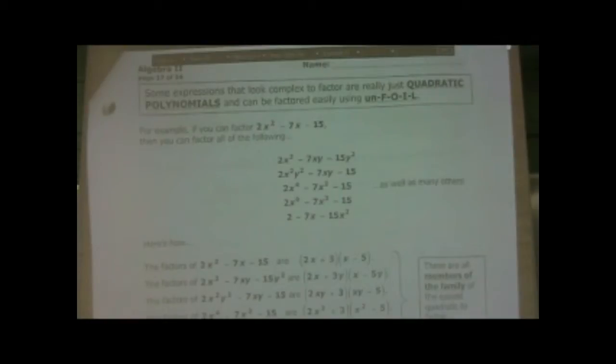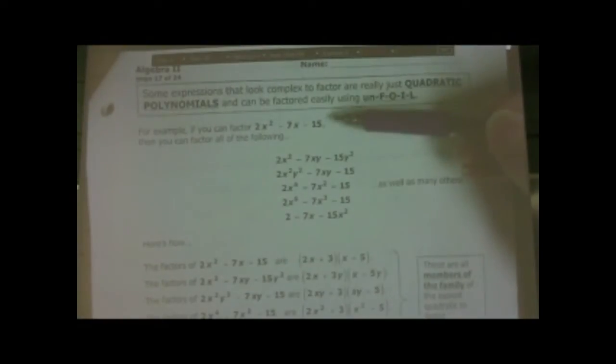And if you take a look at this first trinomial, 2x squared minus 7x minus 15, we've learned methods to factor this. We can either use guess and check, or we can use the box method to factor this. Now here's the fact. If you can factor this, you can factor these.